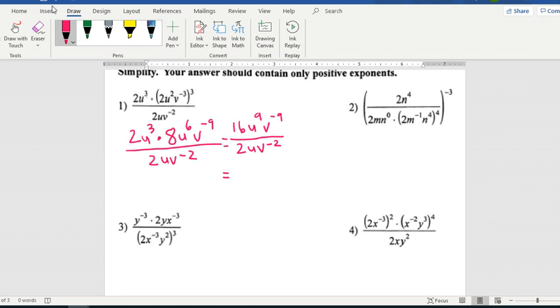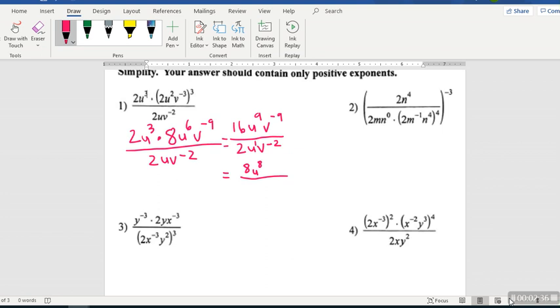All right, what can we do from here? 16 divided by 2, we know that goes down to 8. So let's go ahead and set up a fraction bar. We have 8 in the numerator. We have u to the 9th over u. Well, where does u have a bigger power? Up top. So that's where the u is going to end up. What's 9 minus the 1 that's there? That's 8. And both of our v's have negative exponents, so we're going to end up flipping those.